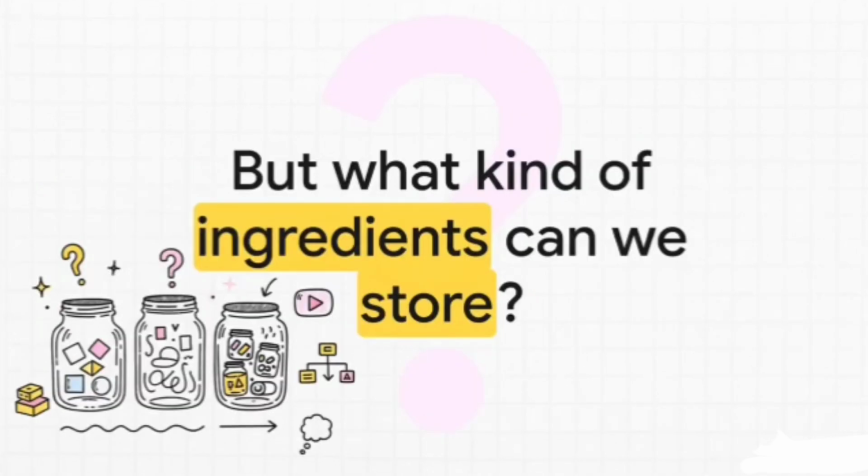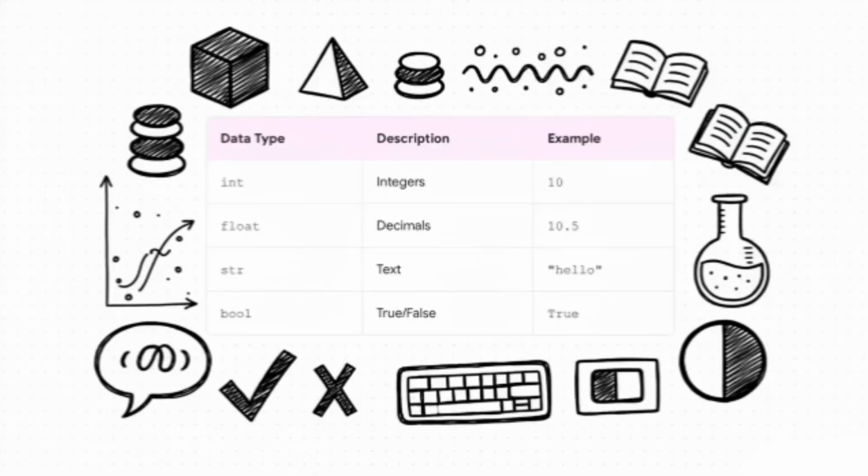Okay, so we've got our jars all ready to go. But what kind of ingredients can we actually put inside them? Can we just toss anything in there? Well, not exactly. Our ingredients really come in a few main types. We have whole numbers, which programmers call integers, or int for short. Then you've got your numbers with decimals. Those are called floats. Any kind of text is called a string, or str. And finally, you have a simple yes or no switch, which is called a boolean, or bool, and it can only be true or false.